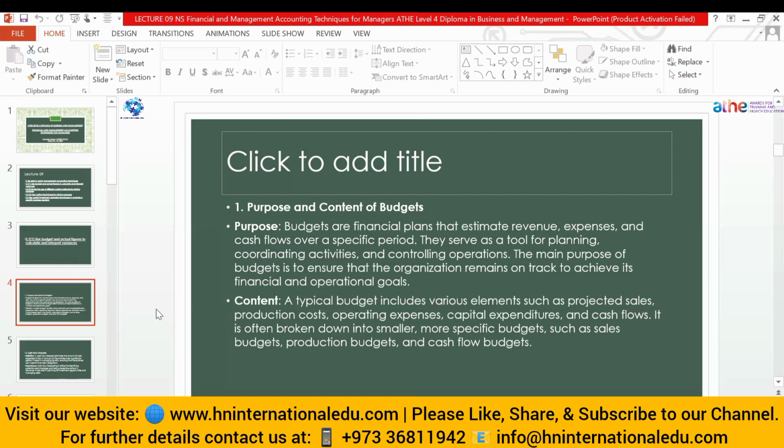Content. A typical budget includes various elements such as projected sales, production cost, operating expenses, capital expenditures, and cash flows. Now, budget itself is an expected figure, an amount. But within it, what do we have? We have projected sales, the one which we are figuring out that in the upcoming year 2025, we will be reaching this much goal. That is projections of the sales.